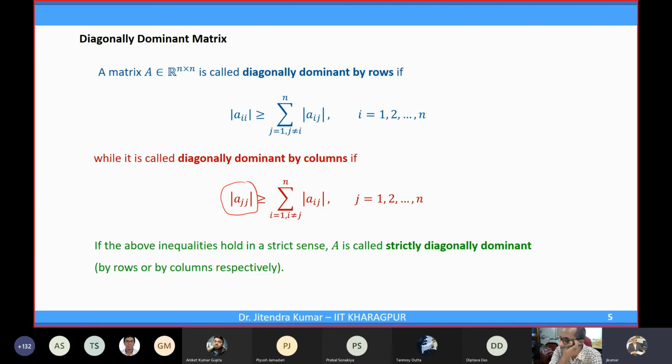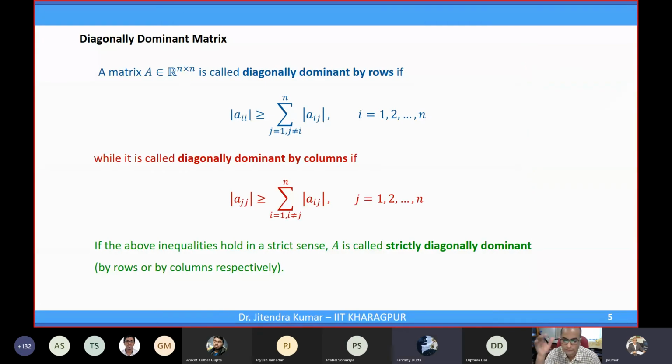If the above inequality holds in a strict sense, that means you have only the strict inequality, greater than, then it is called strictly diagonally dominant by rows or by columns respectively. So we have these definitions: diagonally dominant by columns, diagonally dominant by rows, or strictly diagonally dominant by columns, or strictly diagonally dominant by rows.